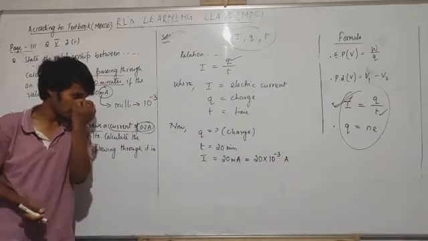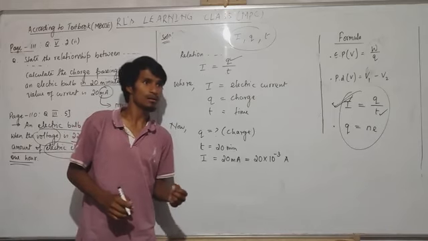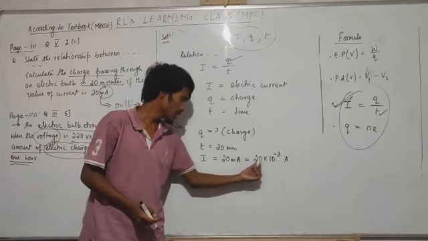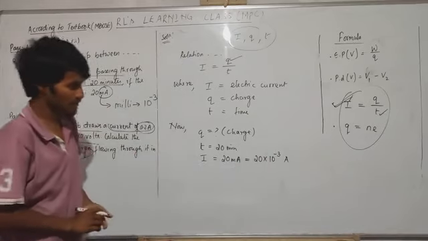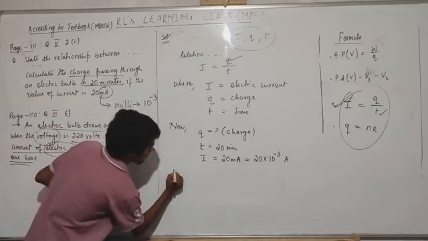Now this is the SI unit of current. Otherwise, milliampere is not the SI unit, this will be the smaller value. So 20 into 10 to the power minus 3 ampere. Now we have all the given data, then we can solve it.